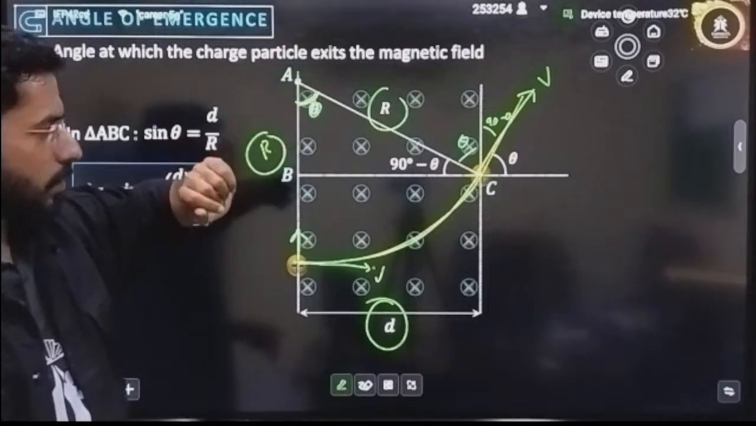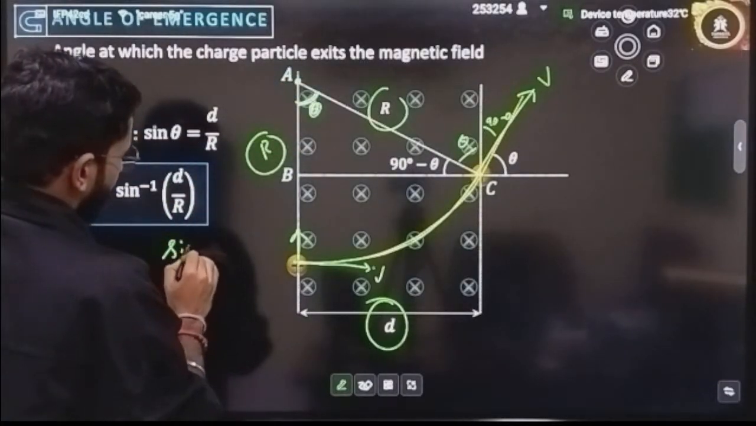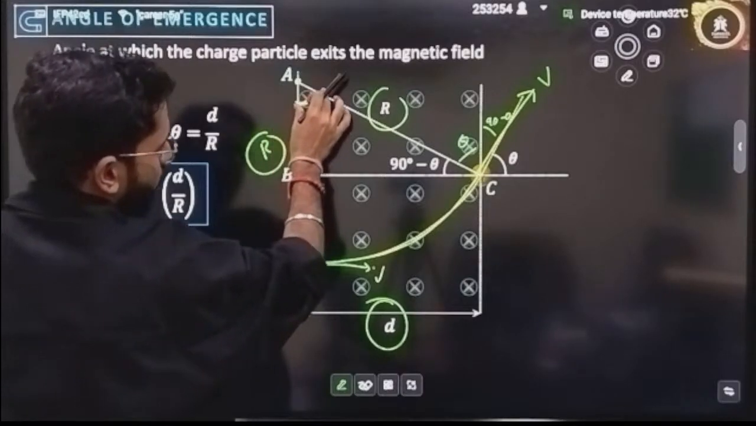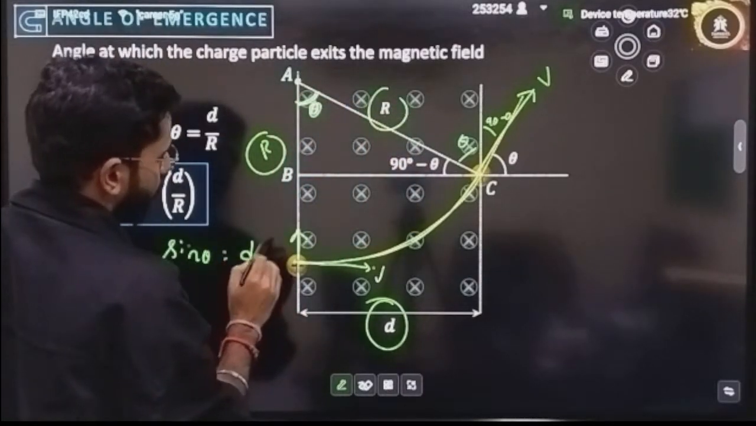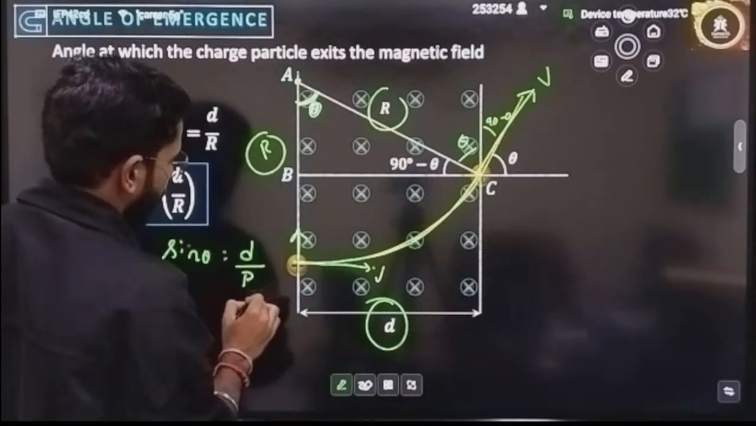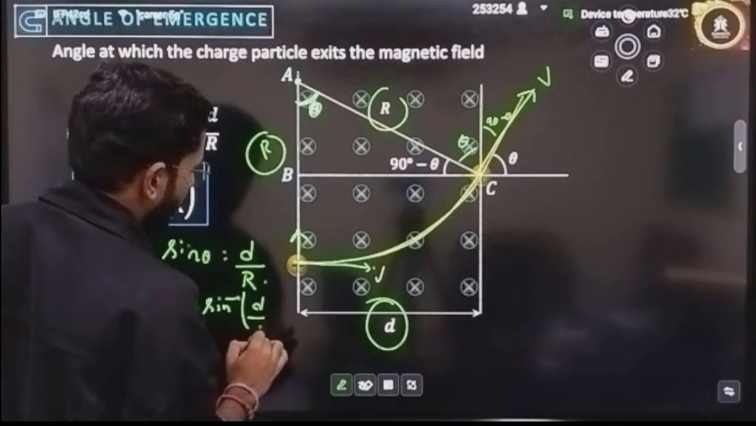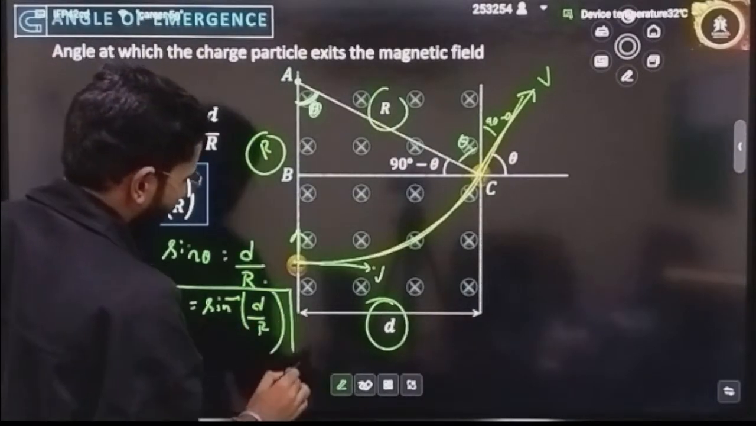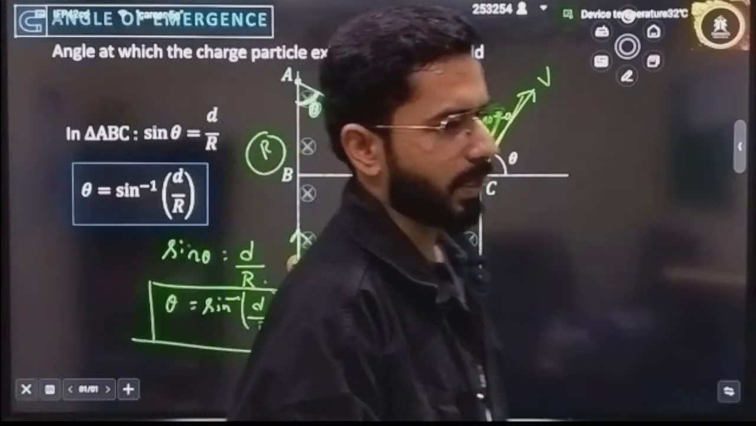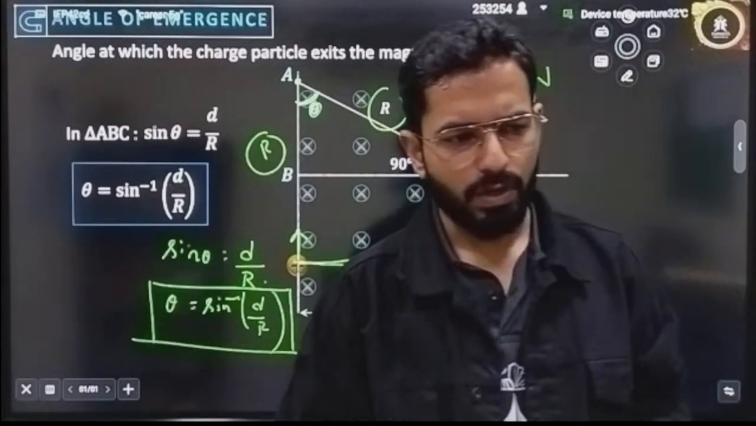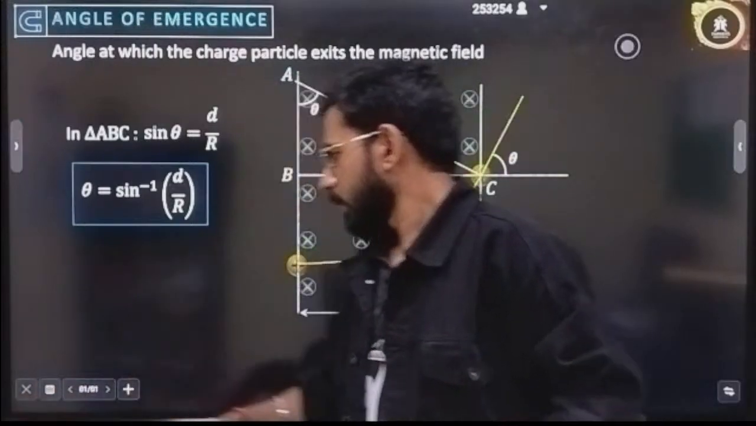So can't I calculate from here only? Easy. Define sine of theta in this triangle. What is sine of theta? Perpendicular upon hypotenuse. What is the perpendicular distance? You will say d. And what is the hypotenuse? R. So theta will be equal to simply sine inverse of d by r. Now I will not say that you have to remember this result. It is a very obvious common sense result. Even if you are not remembering, there is no harm in it. You can derive it easily. There is no problem. Clear?